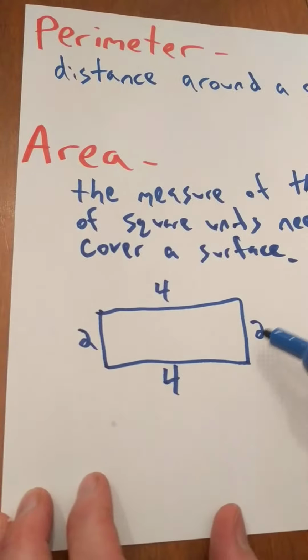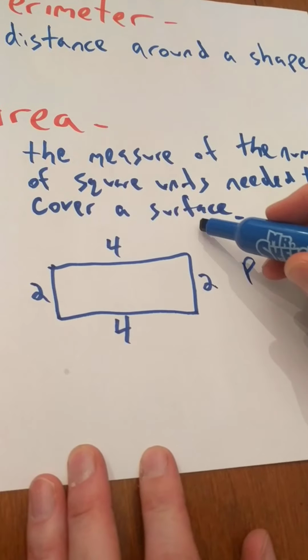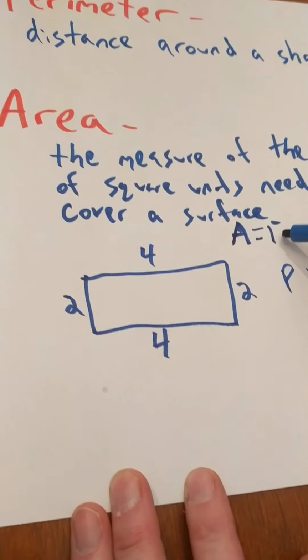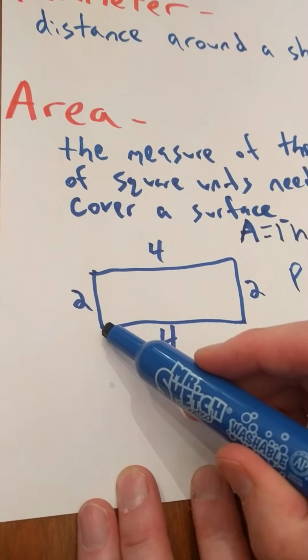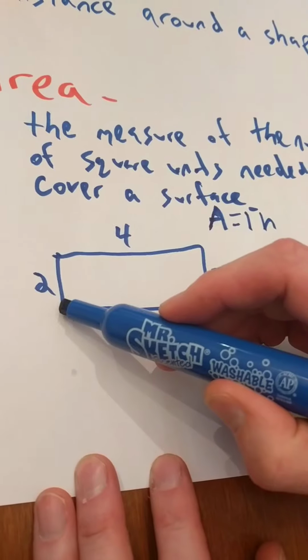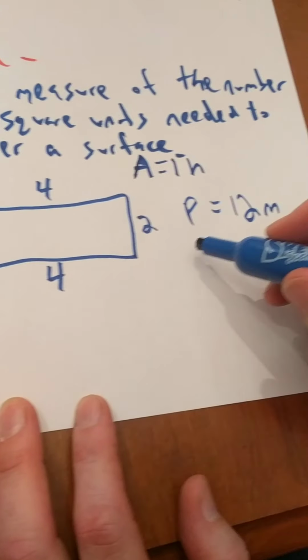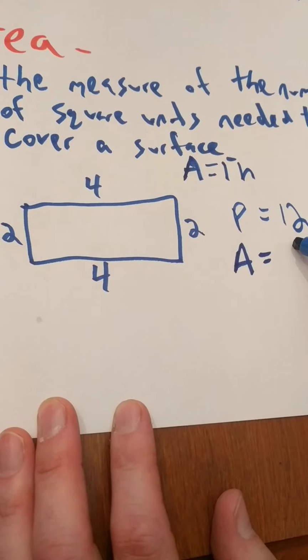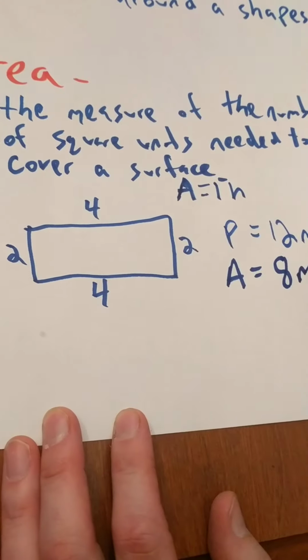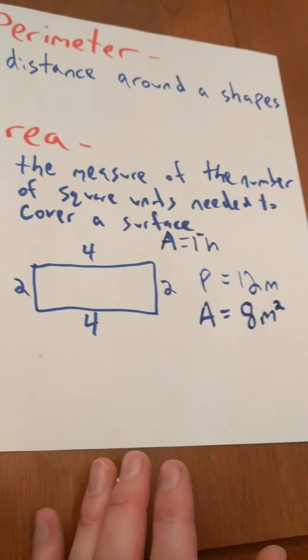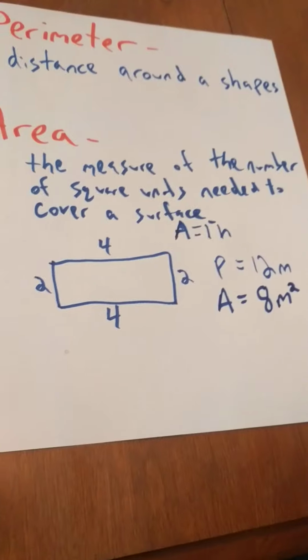Now the area, to find the area, you're going to multiply the base or the length times the height, which is the one side times the other side. 2 times 4 is 8. And the only difference here is that you take the unit and you square it, because it's square units. So the area is equal to something square units.